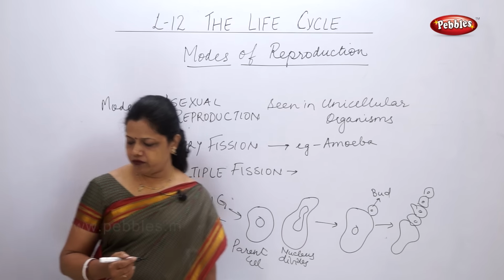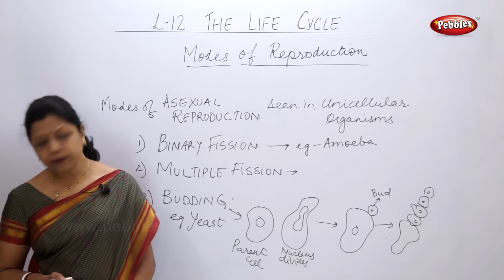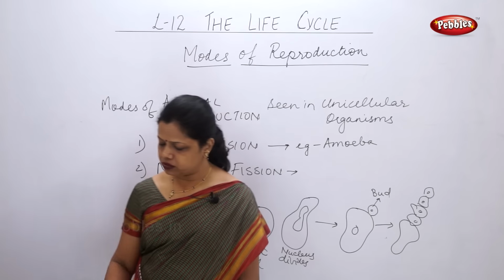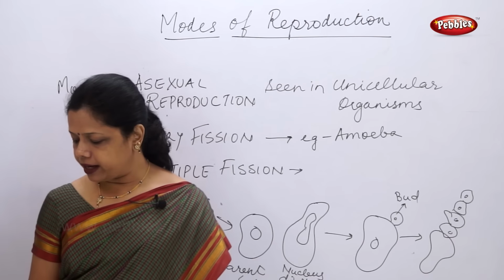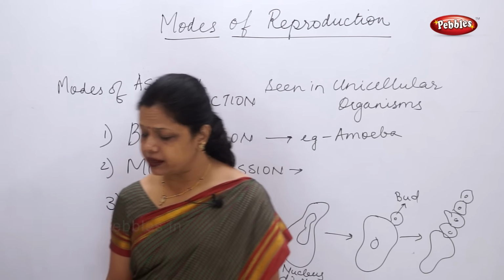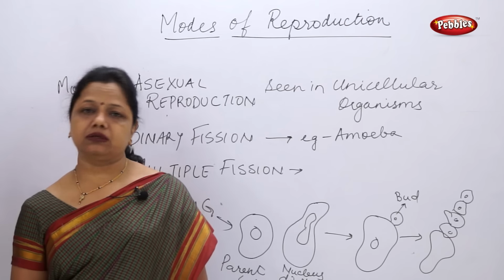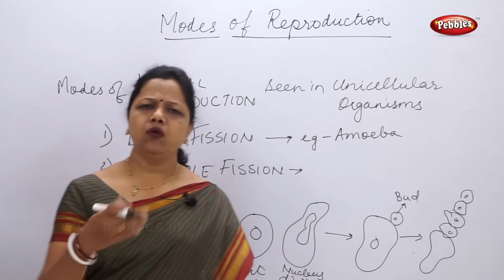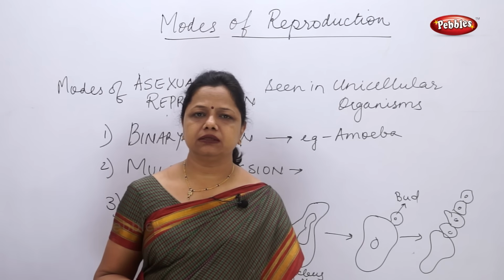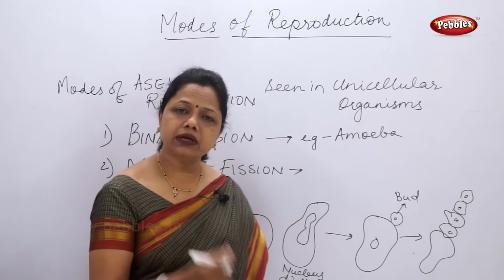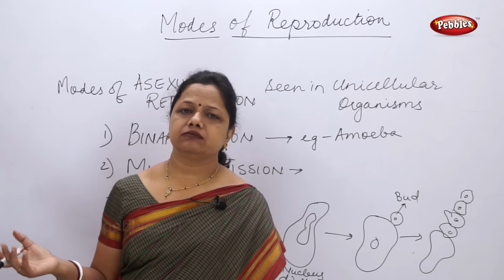Activity 12.6 on page 149. Just pay attention to that activity. First is arrange the plants and animals in ascending order with respect to their structural complexity. What do you mean by structural complexity? What is a simple organism and what is a complex organism?